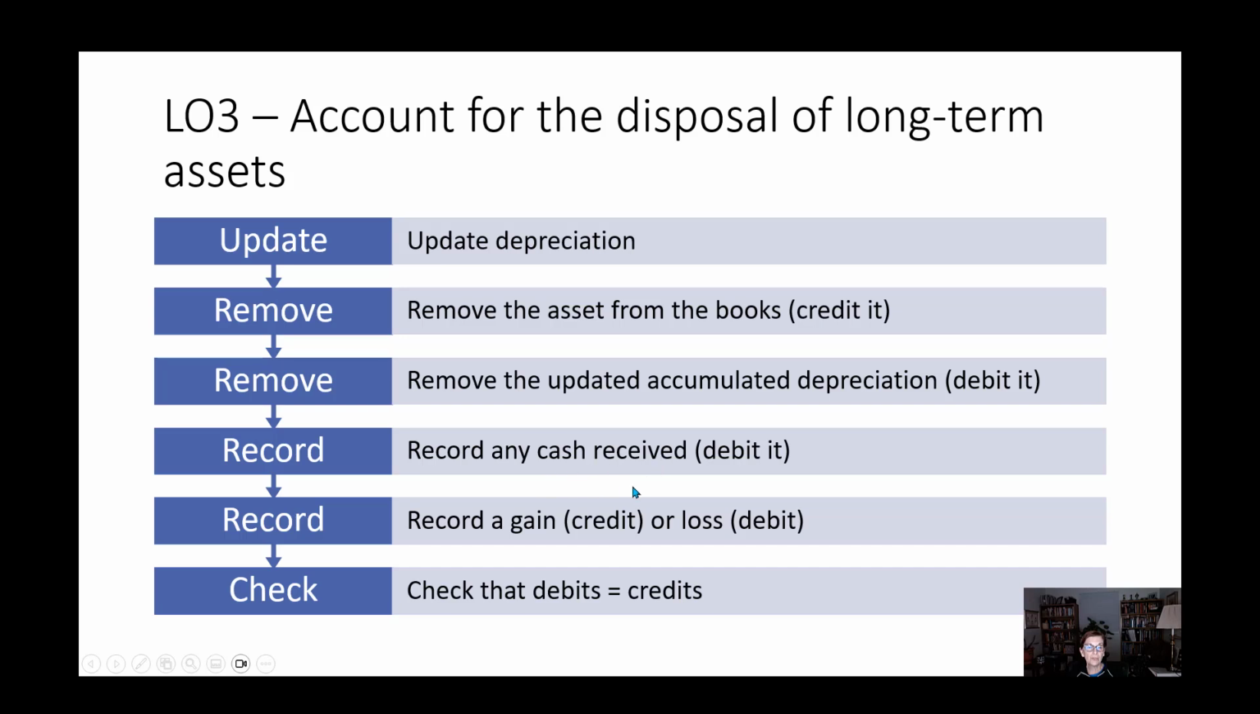You record any cash received, you debit that, right? Because you're getting cash. Cash goes up, we debit it. And then you record a gain by crediting a gain, or a loss by debiting it. Now gains are like revenues. They increase your equity, so they have a credit balance. Losses are like expenses. They reduce your equity, so we debit them. When you're all done, you're going to have a few debits and credits. You're going to check that your debits equal your credits. So this way you know that hopefully you have your debits and credits in the right place.